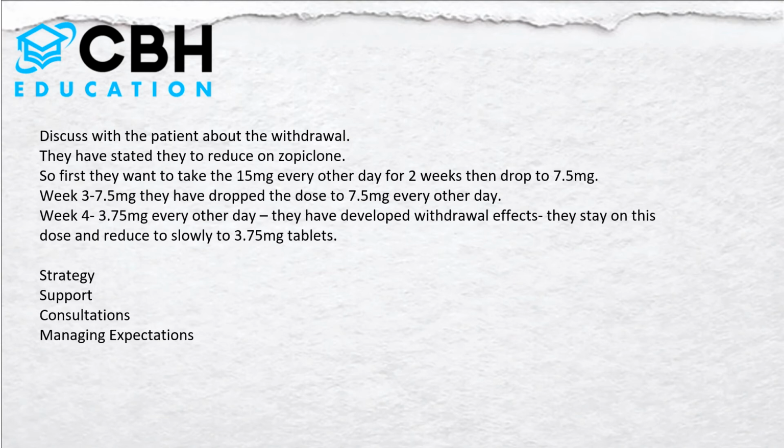So this patient went 15 milligrams every other day for 2 weeks, and then dropped to 7.5 every other day. Then they went to 3.75 every other day, developed withdrawal effects, but they persisted. They then went to 3.75 every 2 days, then every 4 days, and then slowly to once a week, and then they withdrew. So the key information here is strategy.